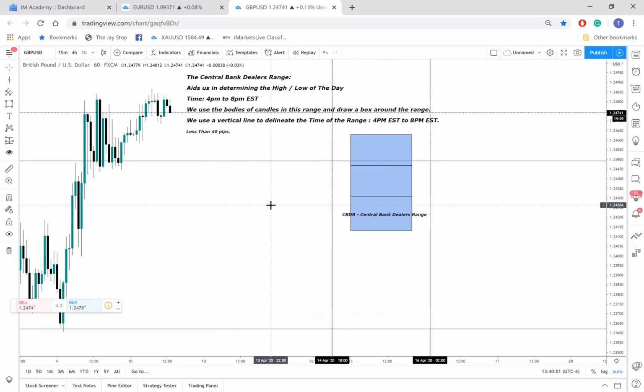right? So we have a couple rules, right? The time is from 4 p.m. to 8 p.m. Eastern. We use the bodies of the candles in this range and draw a box around that range. We use a vertical line to delineate the time of the range, 4 p.m. to 8 p.m. Eastern. And we use a ruler, or we just can manually count the amount of pips, which is less than 40 pips.